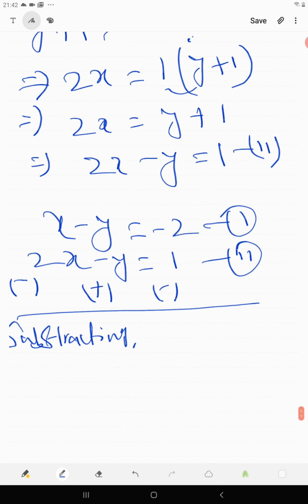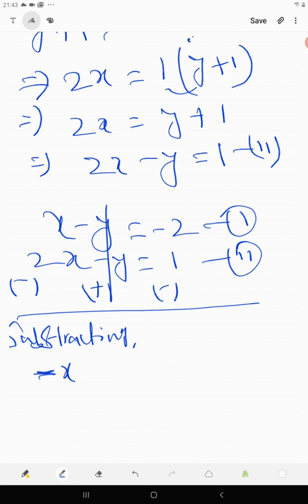Simple. So, of course, minus y plus y will cut. Now x minus 2x. Which one is bigger? 2x. Their sign is negative, so the resultant sign will be negative. Then subtract the higher thing from the lower thing. So 2x minus x is x.